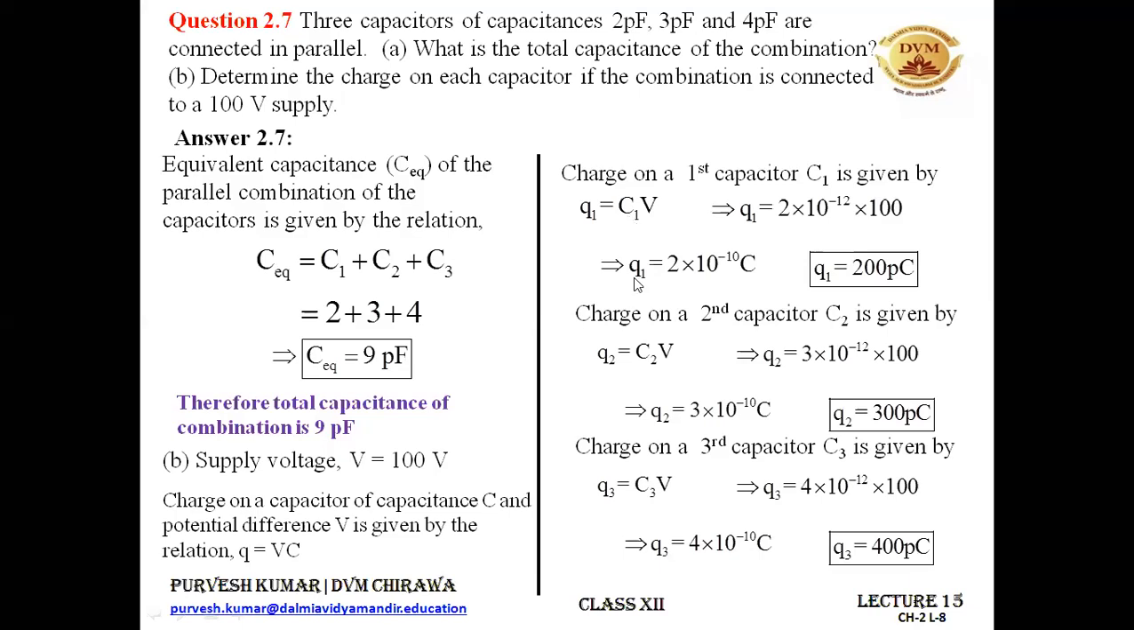If in this question, one additional question was given to you, like what will be the total charge given by the battery? That will be the sum of Q1, Q2 and Q3. That will be equal to 400 plus 300 plus 200, that is equal to 900 picocoulomb. All right. So this much amount of charge is given by the battery. That is the charge present on the individual capacitors. You need to sum them up. So that is the amount of charge given by the battery. That is the sum of the charges present on the capacitors individually connected in parallel. All right.